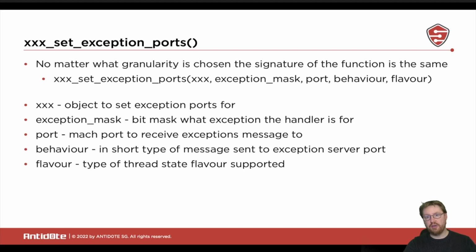Then you have a behavior. The behavior selects different kinds of messages that the kernel can send to you, containing different aspects of the data of the exception. And the flavor in the end selects what kind of thread state you want the exception to come with, so that you can understand what's going on.